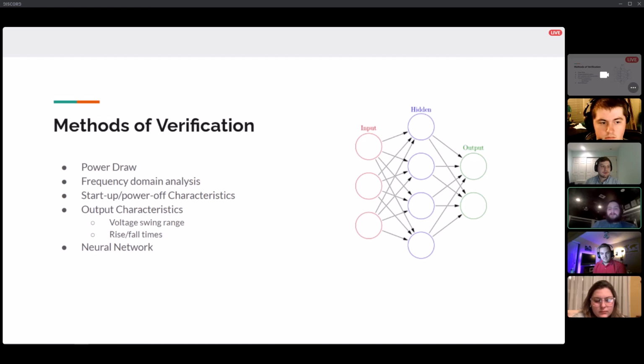And then finally, one way we've been thinking about doing this, on top of just statistical analysis, is implementing a neural network that we could feed the inputs into and train based on our reference device. That way, when a device is actually produced, we can plug it in and have the neural network decide whether or not it has been tampered with. And so that is our project so far.